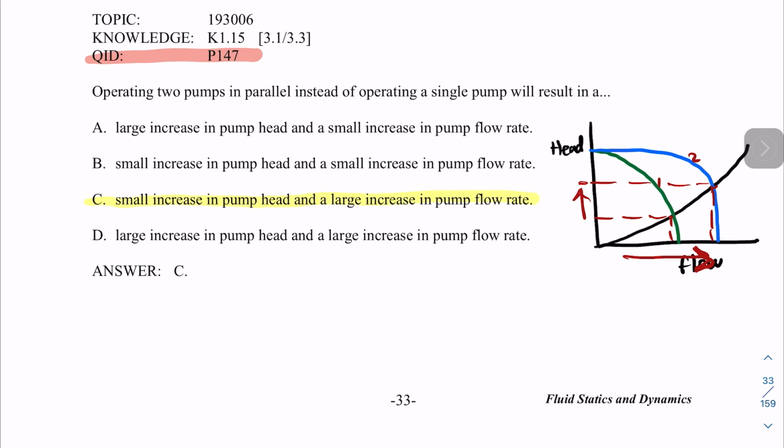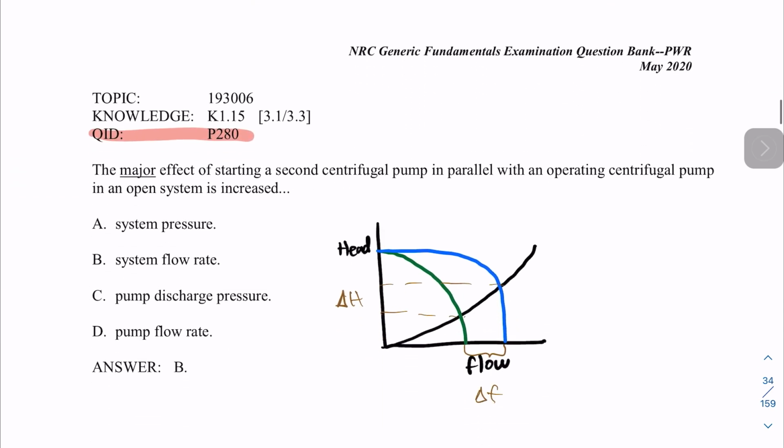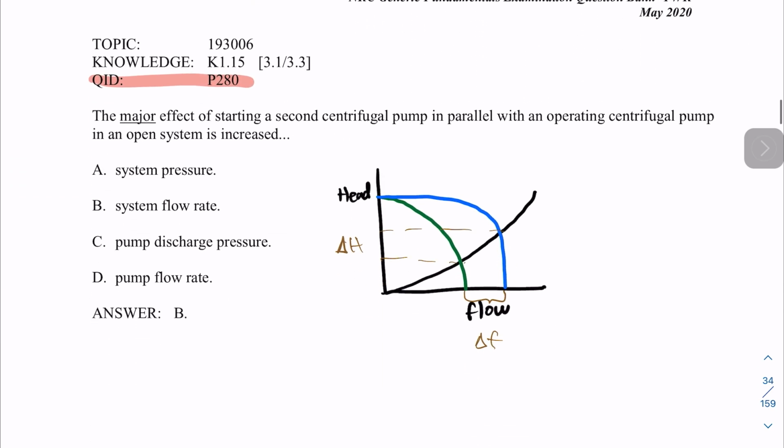And I think it's just a matter of taking a look at different real graphs to be able to notice that pattern, right? But just remember, usually we get a small increase in the head, but a larger increase in the flow. As long as we know that, we're going to be fine with this question. It's just my drawings. Look at this. I don't know how to draw.